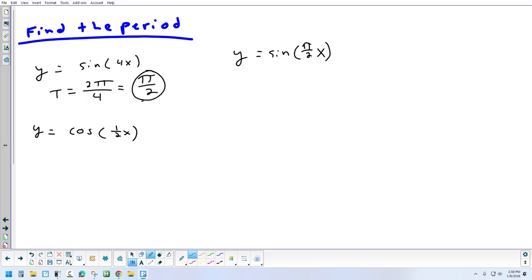So that's the length that you have to travel on the graph before it repeats itself. Pi over 2. Okay, how would you set up the one below it, cosine 1/2 x? Would you do 0.5 over it? Or 2 pi over 1/2. Yep, and when you divide something by a half, you're multiplying it by 2. That's the same as doubling. And what would you get when you do that? You get 4 pi. Yep.